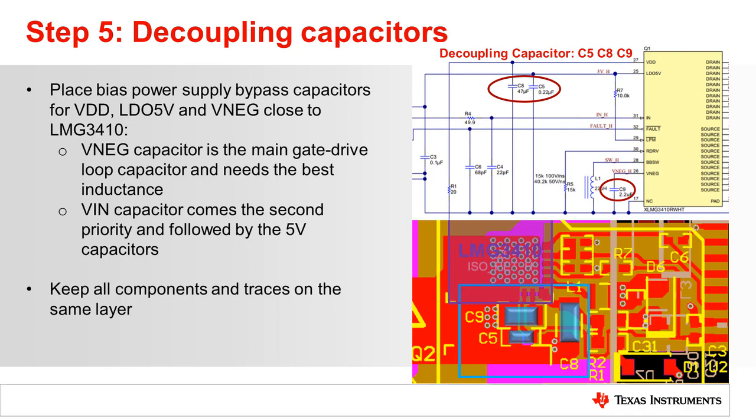Taking a look at our LMG3410 device family, the VNEG capacitor is the main gate drive loop capacitor and needs the lowest inductance. VIN capacitor comes second priority, followed by 5 volts and VDD capacitors. Looking at the screenshot on the right for our daughter card layout, the C9 is the VNEG cap, which is right next to the IC pins, followed by C5 and C8, which are the caps for LDO and VDD respectively. Another recommendation is to keep all the components and traces on the same layer to minimize the inductance.